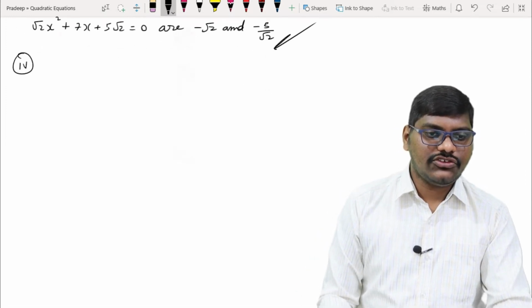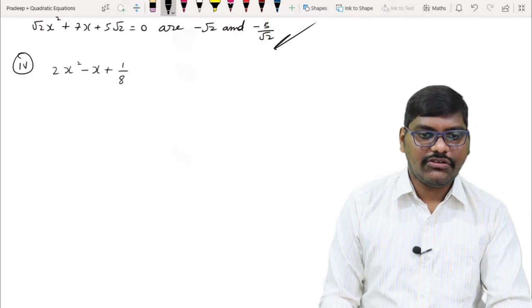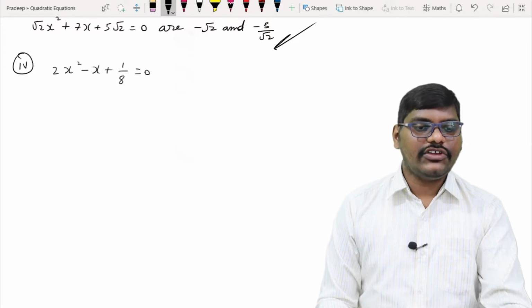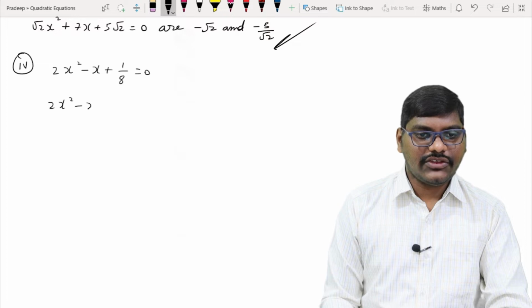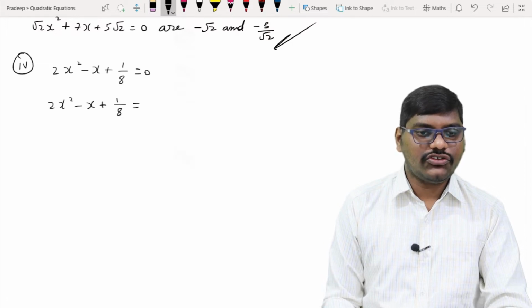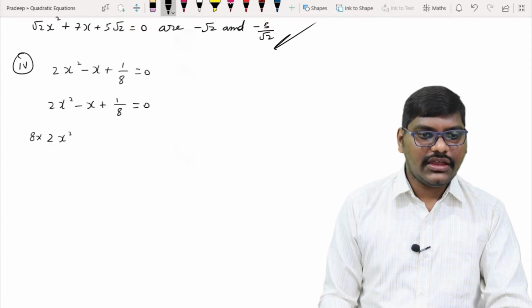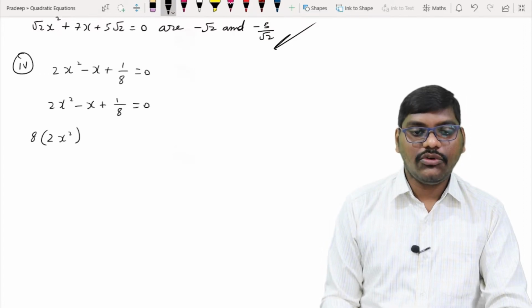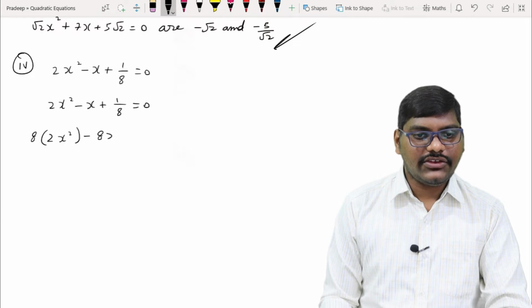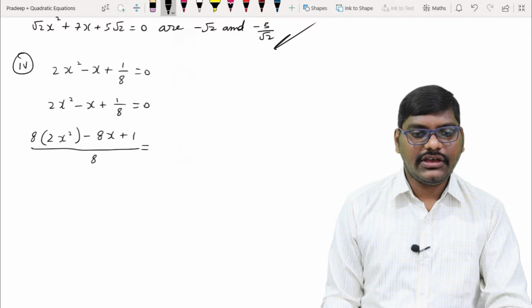The fourth one is 2x square minus x plus 1 by 8 equal to 0. So this is the question. We'll first make it simple, so I'll write the question first: 2x square minus x plus 1 by 8 equal to 0. I'll do LCM over here. So I can write 2x square into 8, and I'll put brackets so that it is more understandable, so this is 8x, plus 1, whole by 8, as I did LCM.